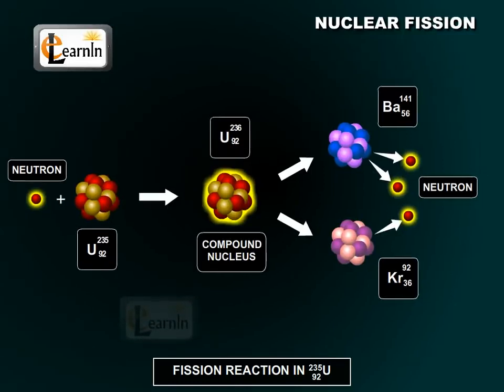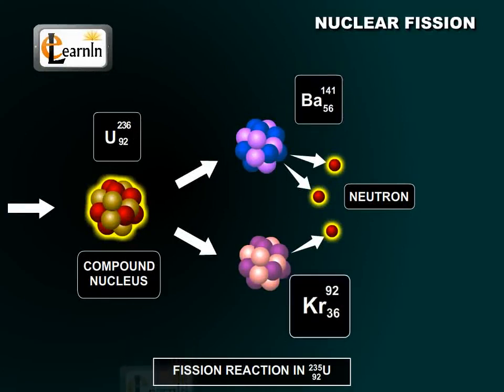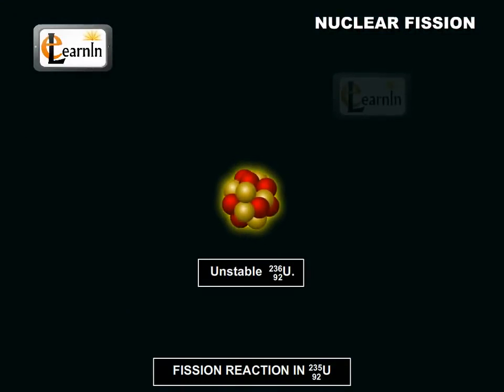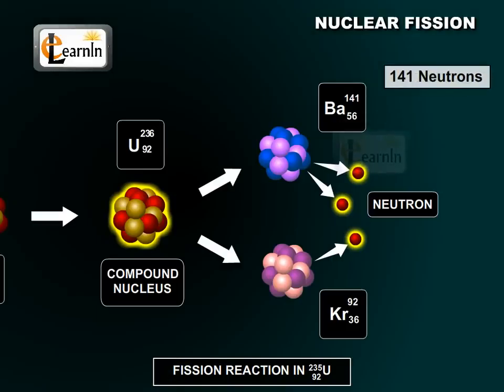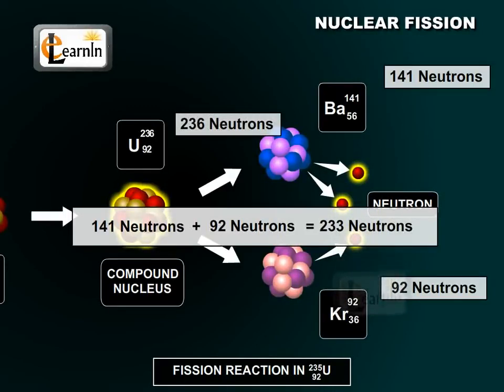During the process of fission, uranium-236 splits into two product nuclei, which are barium-141 and krypton-92. You should notice that a barium atom has 56 protons and a krypton atom has 36 protons, which add up to the uranium atom's 92 protons. The unstable uranium-236 nucleus also releases 3 neutrons in the process. This happens because barium-141 has 141 neutrons and krypton-92 has 92 neutrons, adding up to a total of 233 neutrons. To balance the equation, uranium-236 must emit 3 more neutrons.